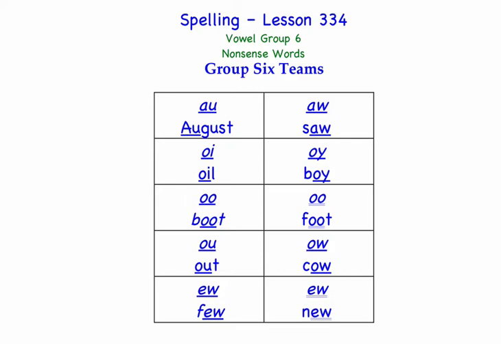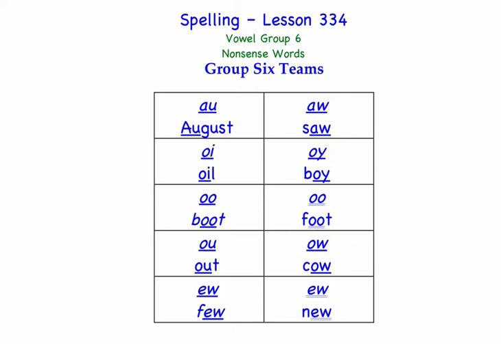And an easy way to remember the difference between the first and second sounds for OO is the fact that the word we use for the first sound of OO is boot. And what do you put in a boot? A foot. So that's an easy way to remember the sound that this team can represent. It can represent oo as in boot or as in foot.